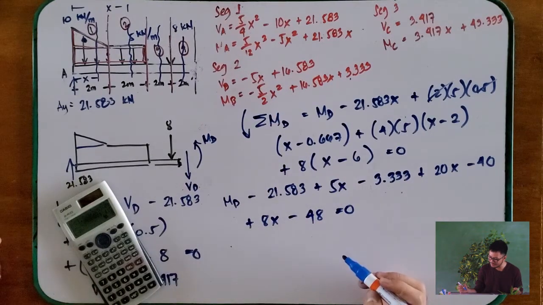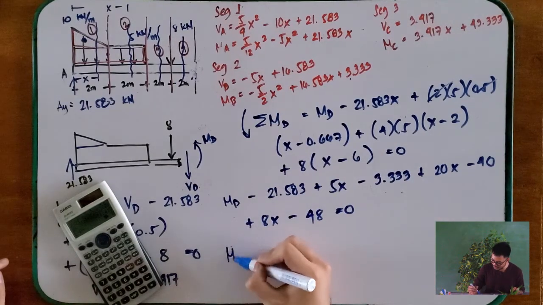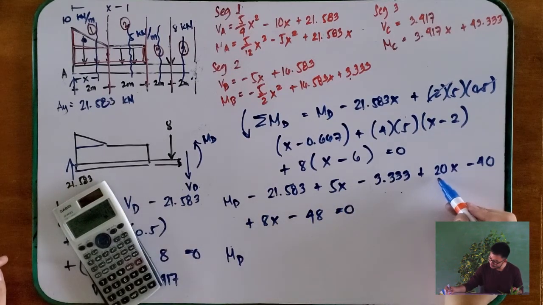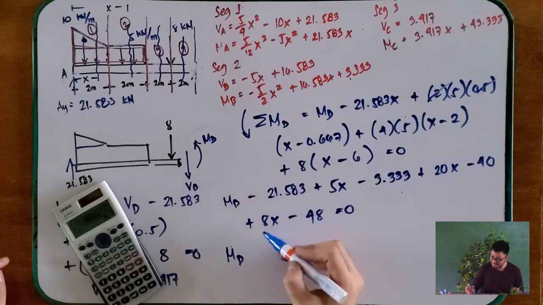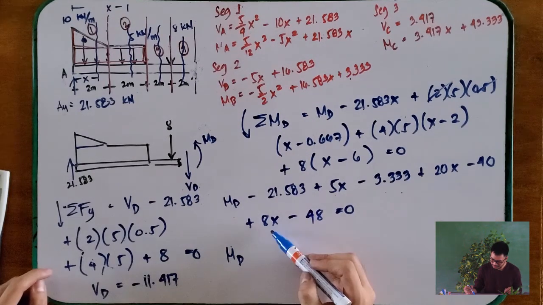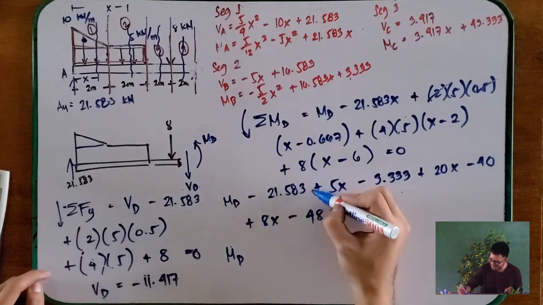I don't like this anymore. So, MD, 5 plus 20 is 25, 25 plus 8 is 33. Hey! There should be a value. What's missing here? Oh, it should be x. Oh, thanks.